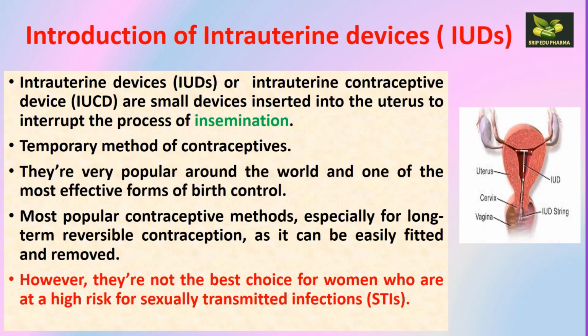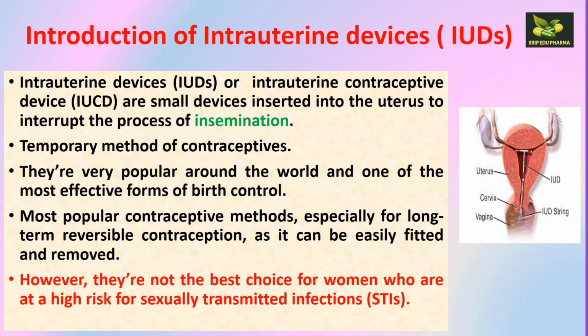Now we will discuss intrauterine devices. As the name suggests, intra means inside, and uterine devices means the devices which are to be inserted in the uterus. Intrauterine devices are also called intrauterine contraceptive devices, and they are very small devices which are inserted into the uterus to interrupt the process of insemination. In this, the sperms of the male come to the uterus of the female, where they come in contact with the ova, and thereby the zygote is formed, that is, fertilization occurs, and by that childbirth occurs later on. So this is the basic concept, and if we either kill the sperm or do not allow the zygote to form, then it could be a way of contraception.